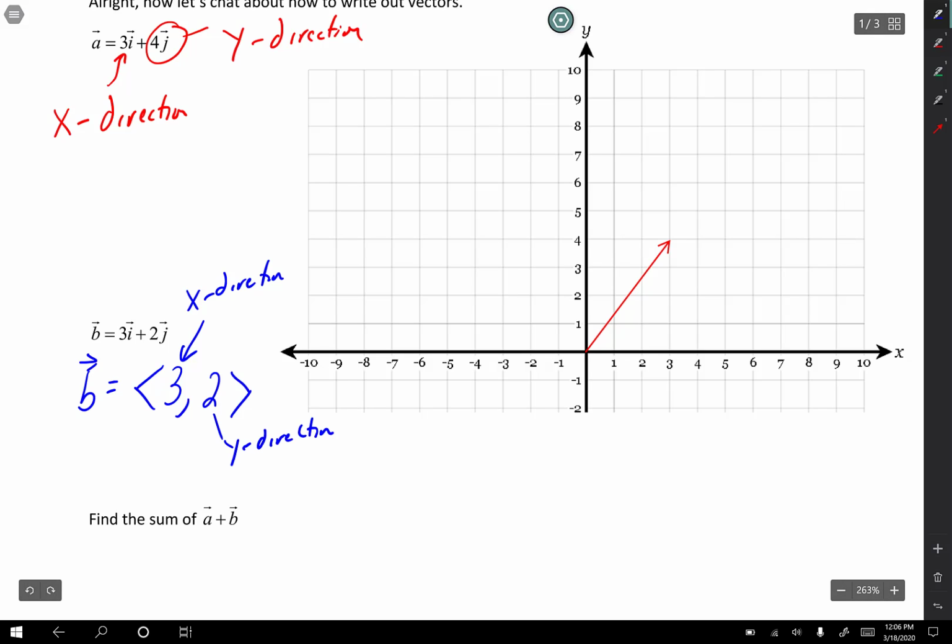So it's the same thing with the one up here, guys. If you wanted to display vector A with chevrons, you would write 3, 4, and then close your chevron there. So here we go.